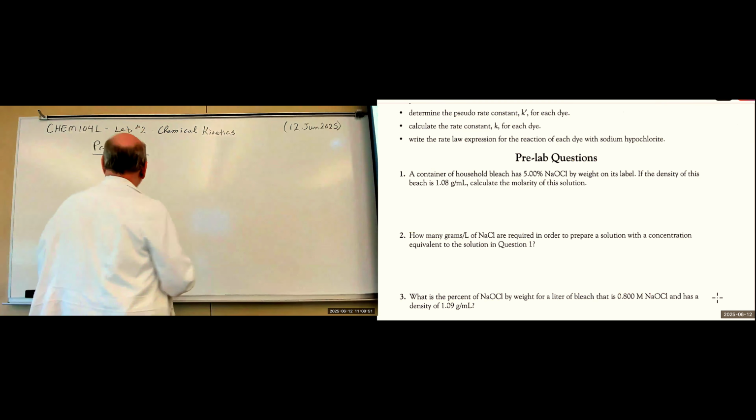Okay. Number 2. I want to leave that up there for now, unless I need the room. Number 2 says, how many grams per liter of sodium chloride are required in order to prepare a solution with a concentration equivalent to the solution in question 1? All right. So in this case, we're starting out with 0.725 molar sodium hypochlorite. We want 0.725 molar sodium chloride.